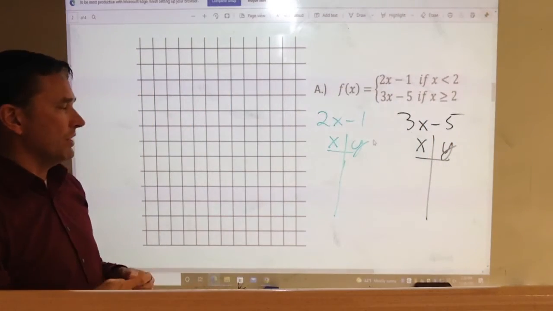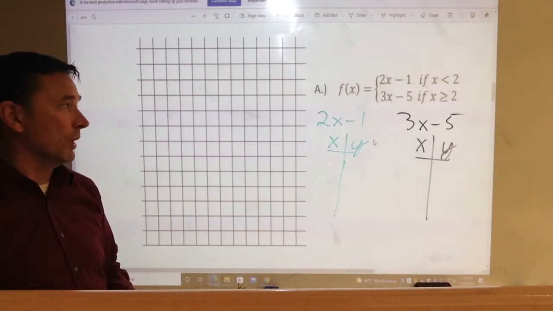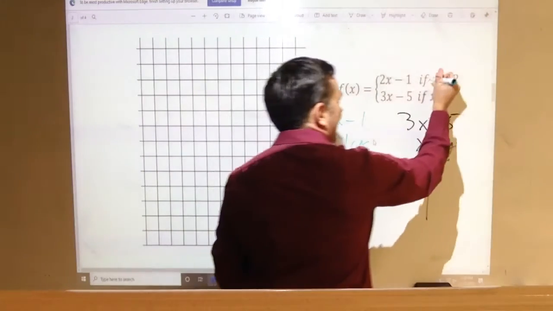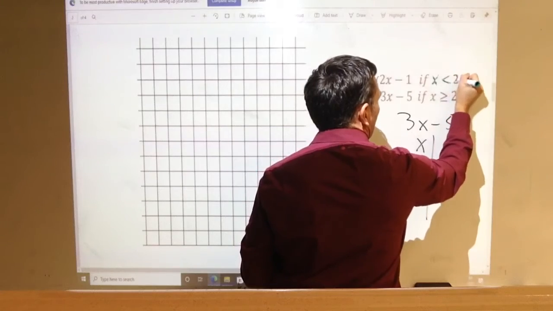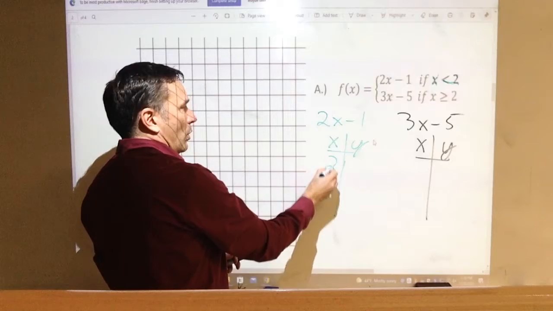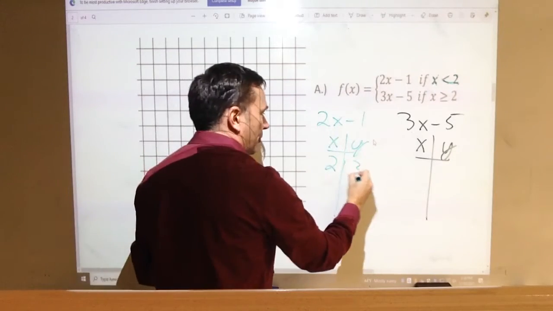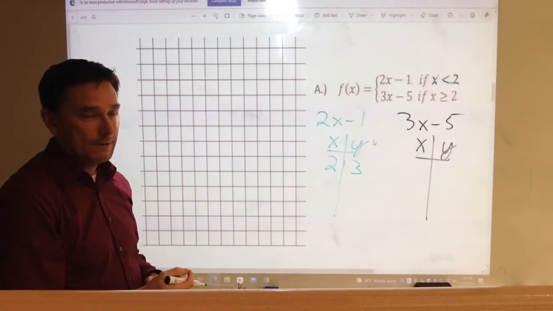So with this top equation, there's a definite domain or x values that we need to start with. The first one says x is less than 2. This means we have to start with 2 here. When we plug it in, 2 times 2 is 4. 4 minus 1 is 3. We have our first point.